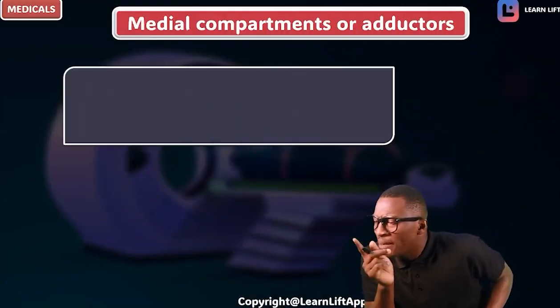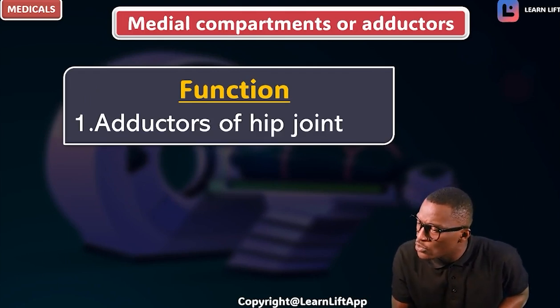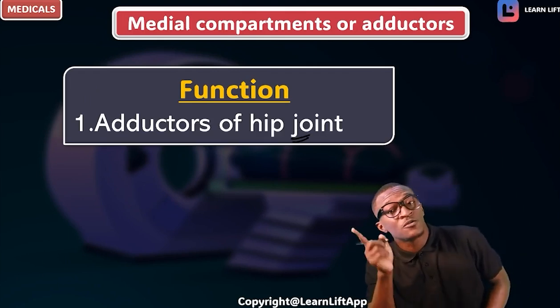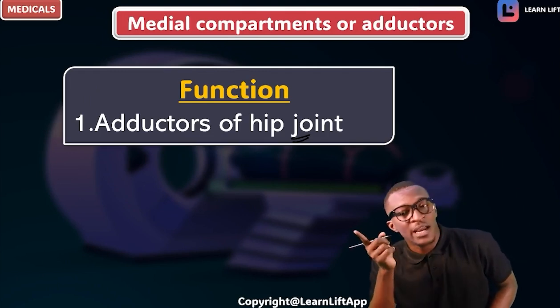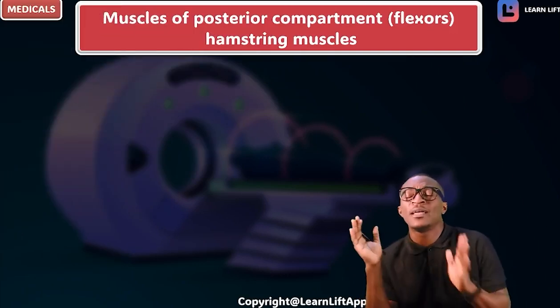Now, still on the medial compartment, what are the functions of the medial compartment? We said they are the adductors of the hip joint. Adductors of the hip joint. What should come to your mind? They are called the medial compartment. Do you understand that? Let's now talk about the last compartment.